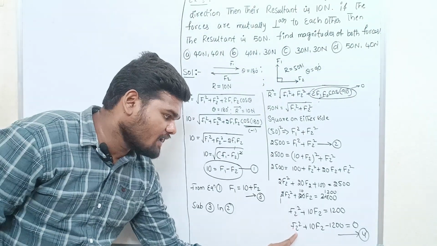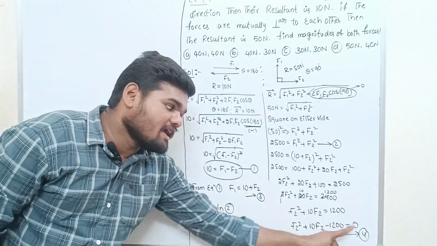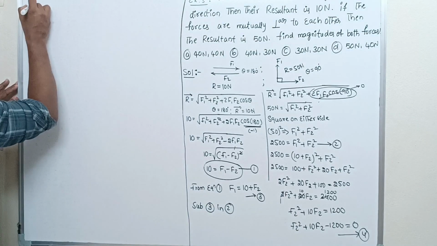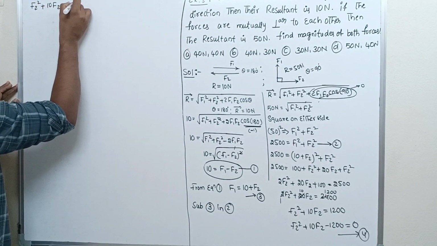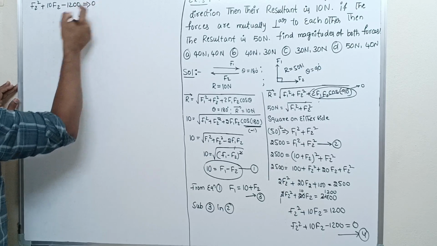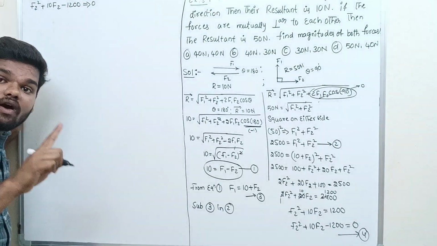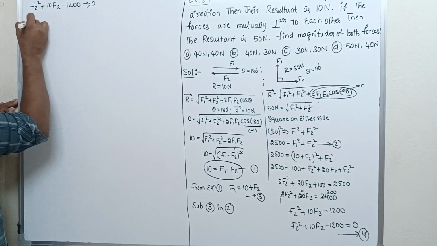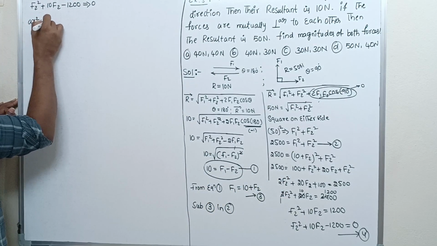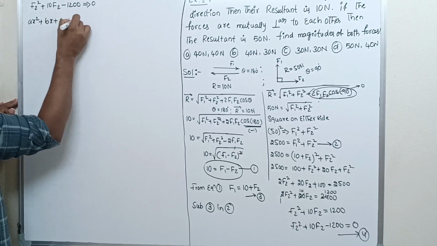This equation number 4, F2 square plus 10F2 minus 1200 is equal to 0. This equation is in the form of a quadratic equation. So just compare this equation with ax square plus bx plus c is equal to 0.